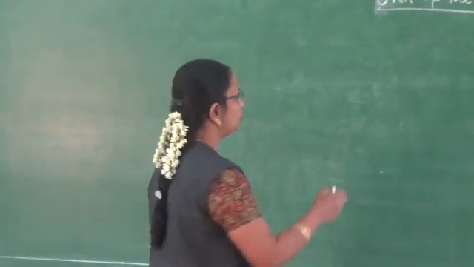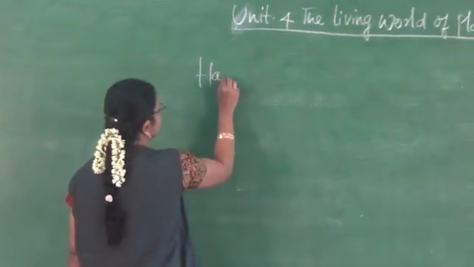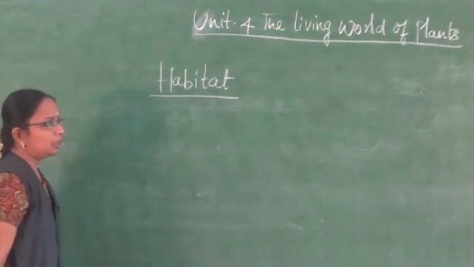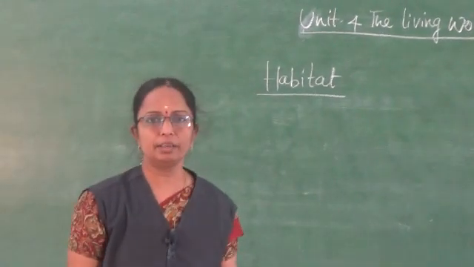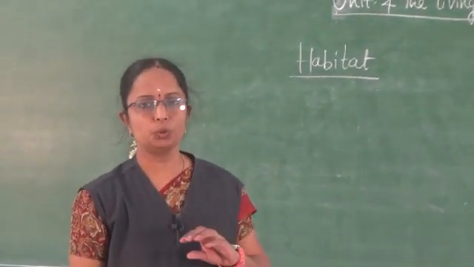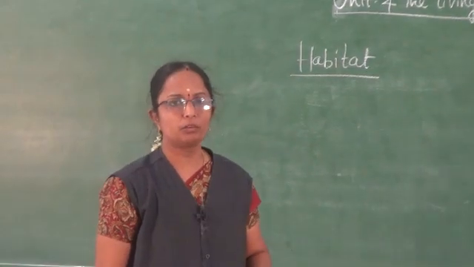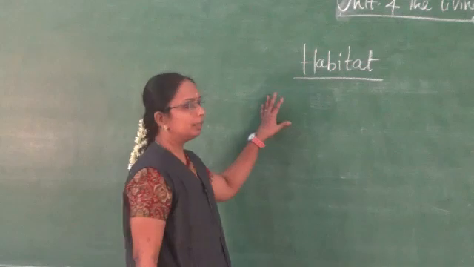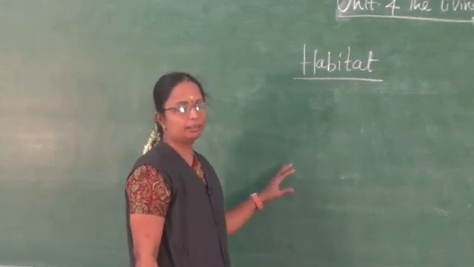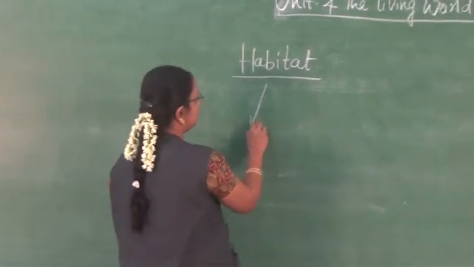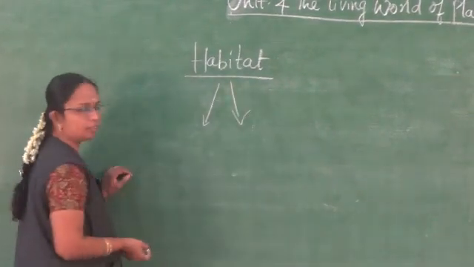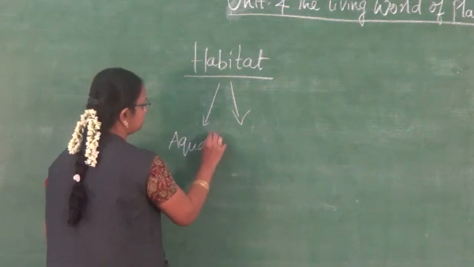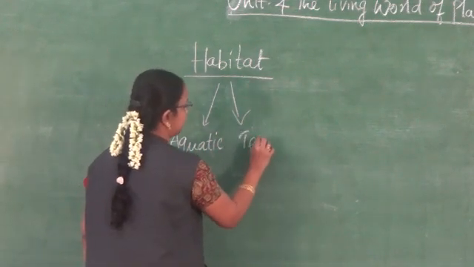Today, we are moving to habitat. Each and every organism needs a place to live and reproduce. The dwelling place where an organism lives is known as habitat. When we talk about habitat, there are two types: aquatic and terrestrial.